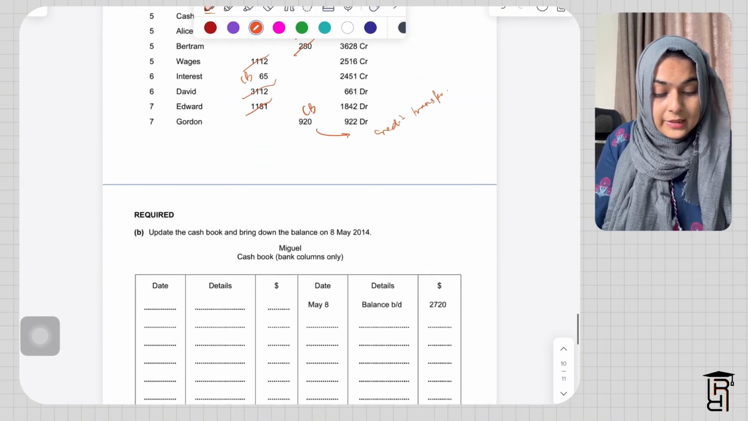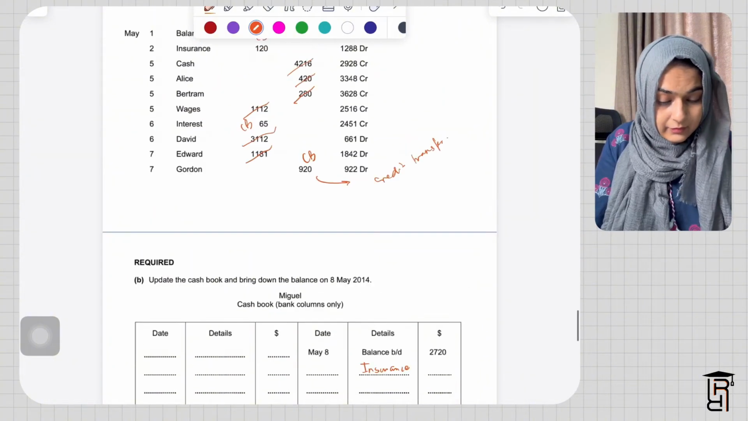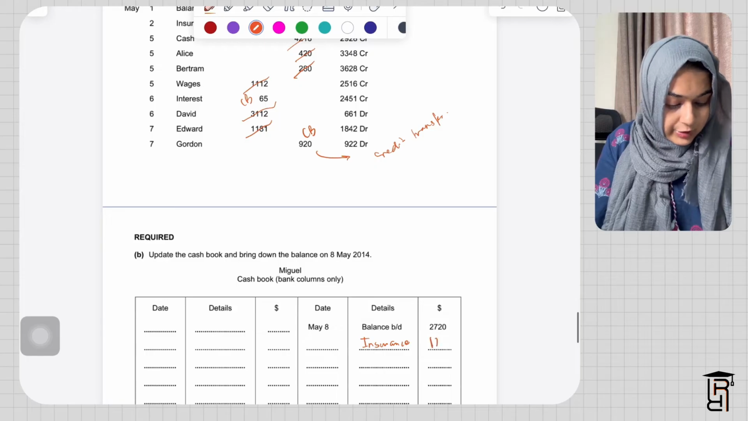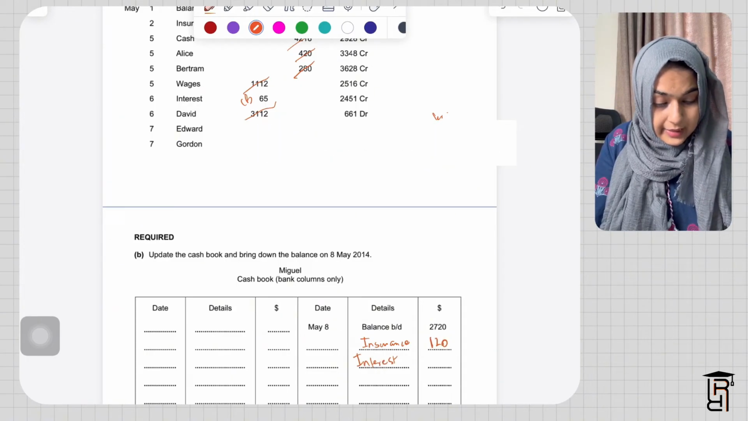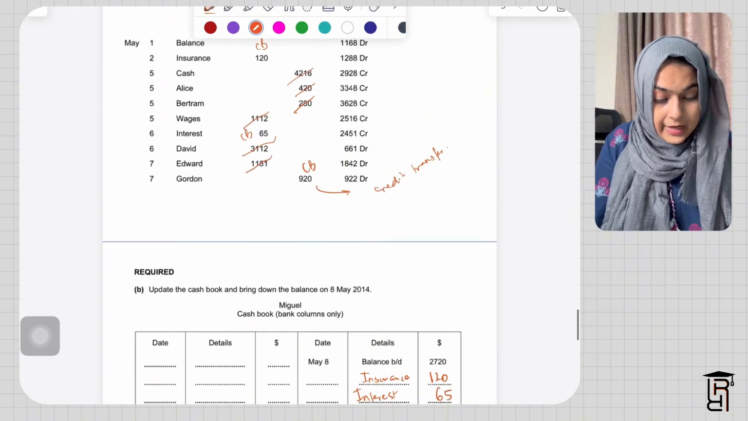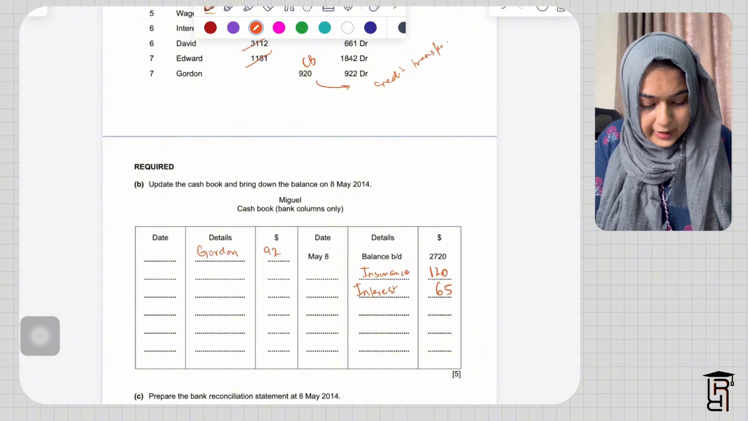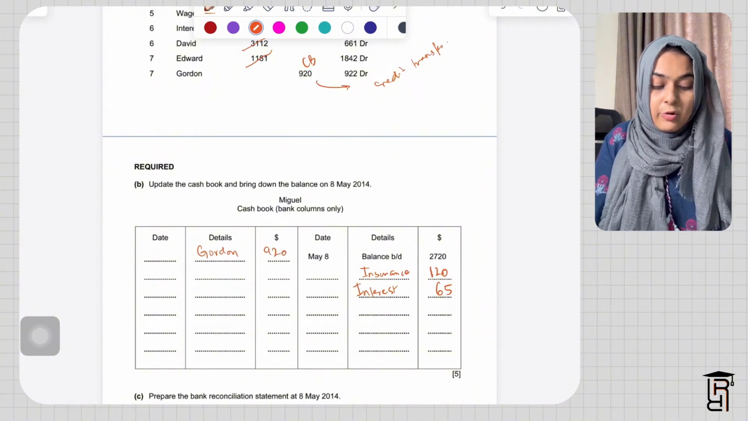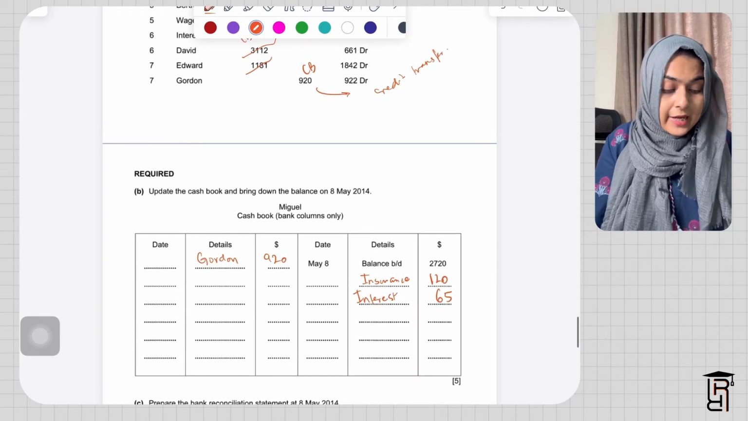Now what I'll do is that I will write here insurance, which is a payment. I'll write here insurance, and this is going to be 120. I'll write here interest, which we are paying interest, and this is going to be 65. And I'm going to write here Gordon on the debit side, and this is going to be 920, which I'm recording on the debit side, which is also money that I have received.